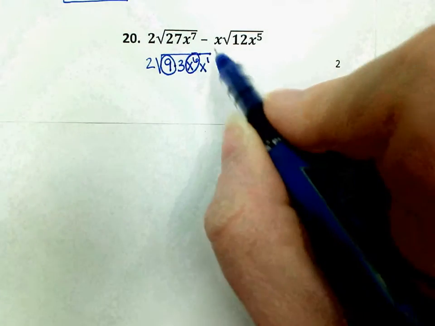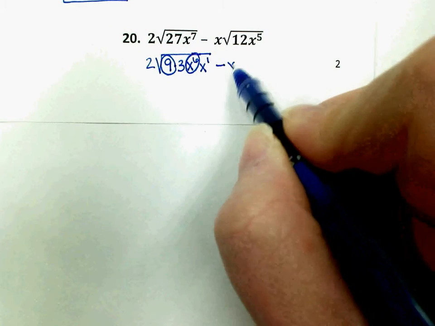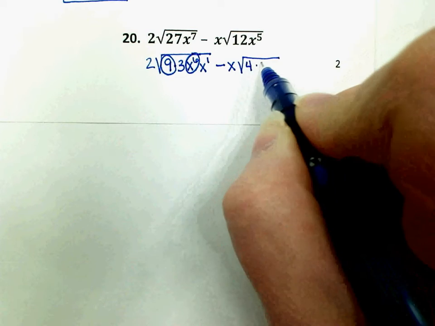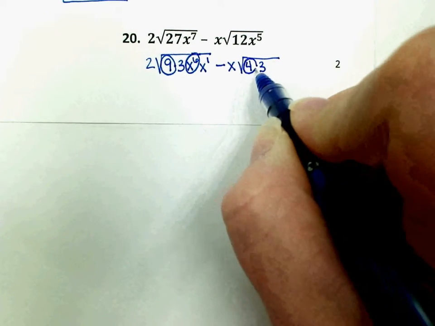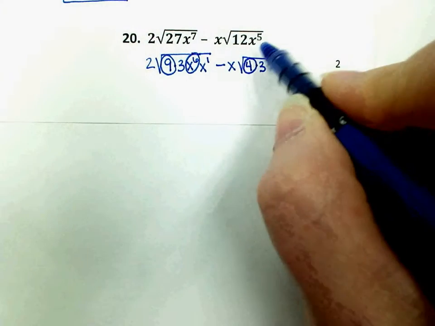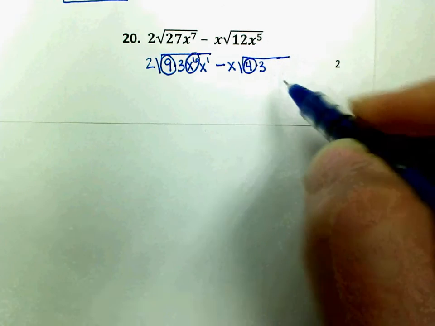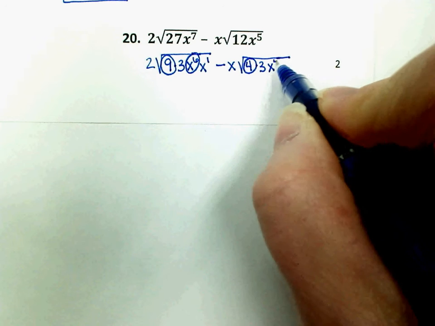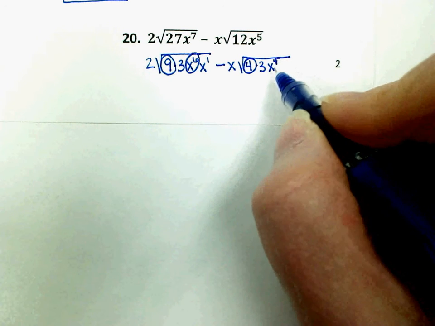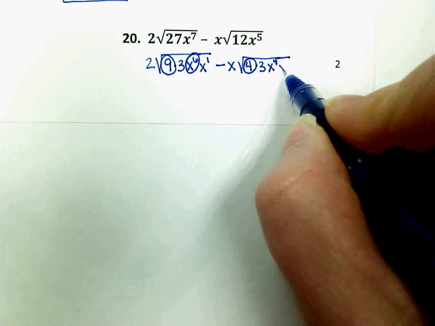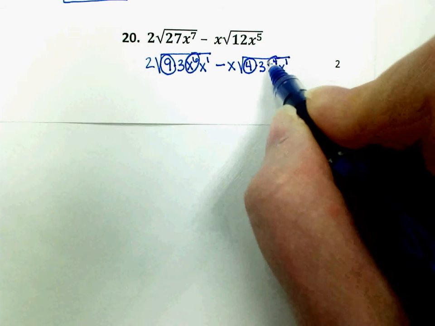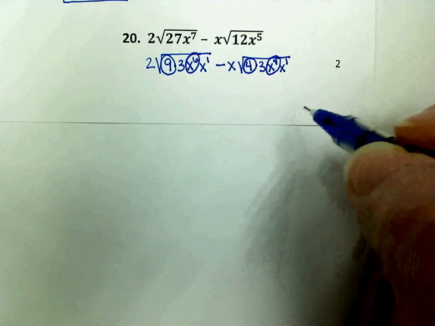On the other term, we're going to keep the minus x outside, but we're going to break down the 12 inside to 4 times 3, since 4 is a perfect square. X to the 5th, since it has an odd exponent, is not a perfect square, but we can break it down into the even number right below 5, which is 4, x to the 4th times x to the 1st. We still have all 5 x's, but now we have an even exponent, which makes that a perfect square.